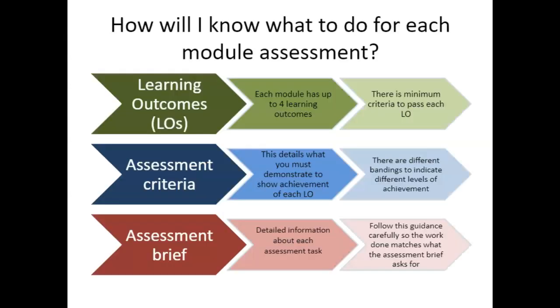So how do you know what to do for each module assessment? There are learning outcomes for each module, and each module has up to 4 learning outcomes. There's a minimum pass criteria in order to make sure that you've attained that learning outcome. There's the assessment criteria, and this details what you must demonstrate to show you've achieved each of the learning outcomes. And there are different bandings to indicate different levels of achievement.